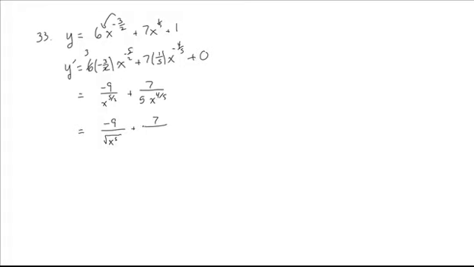Now here we're going to have 7 over 5. Now this gives us a 5th root. So a fifth root of x to the fourth. So if you wanted it written with radicals, it would look like that.